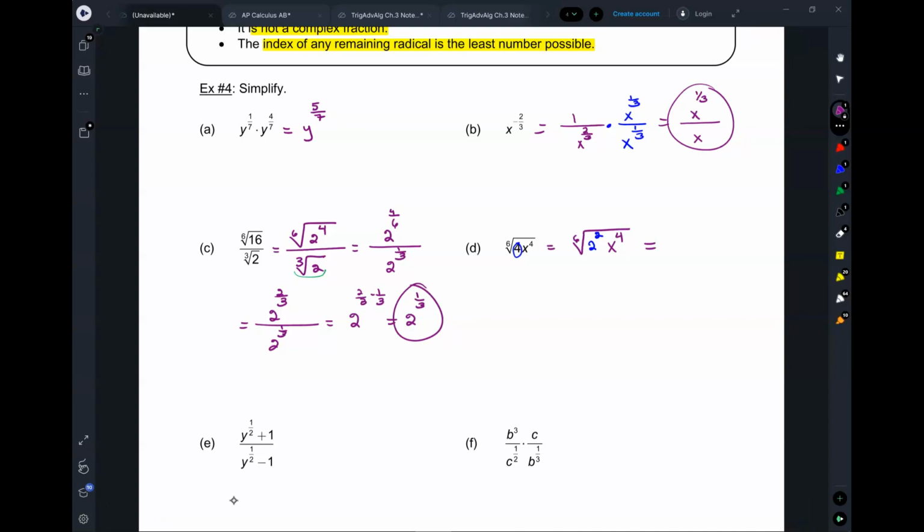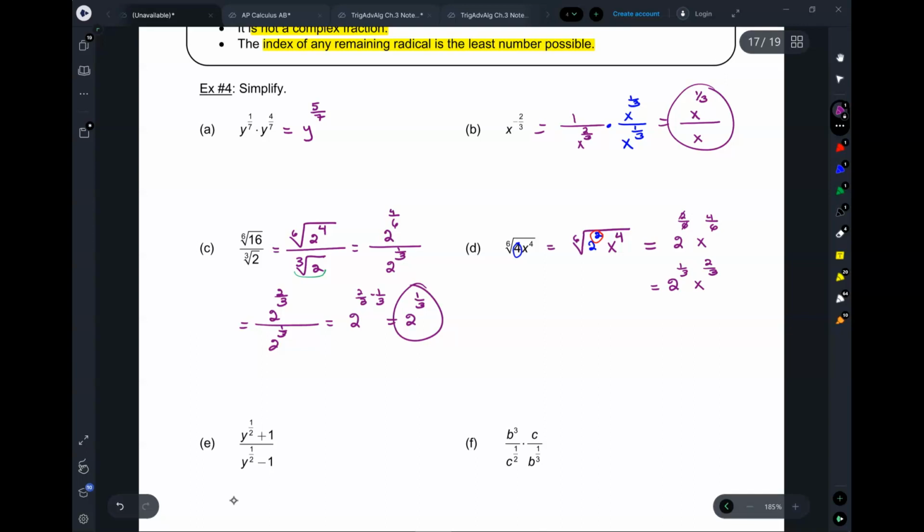the idea is always, if you have a root form, convert it to exponential form. So this is going to be 2 to the power of what? 2 over 6. And then x to the power of what? 4 over 6. This over the denominator, exponent over the index, always. So now, this is going to be 2 to the power of what? And x to the power of 2/3.